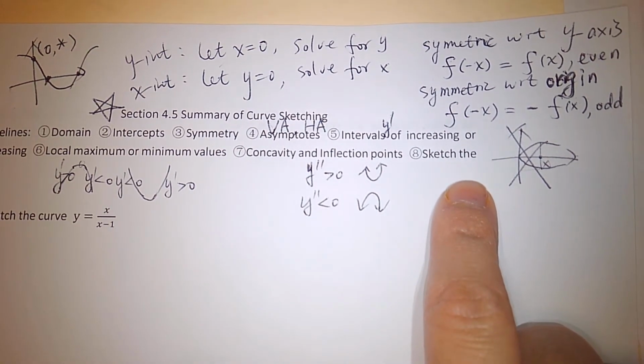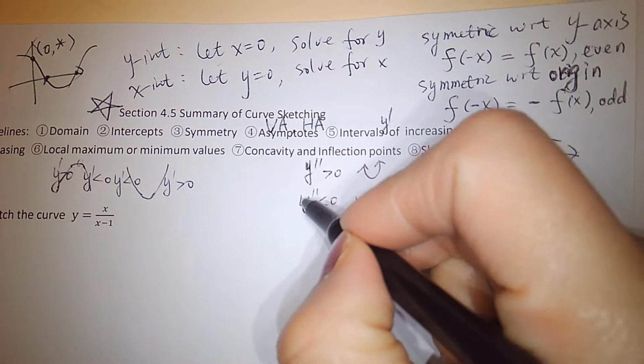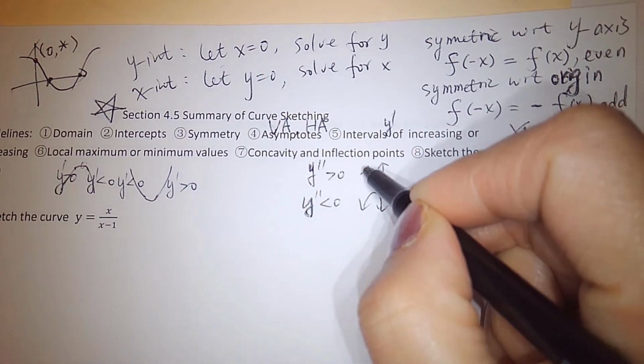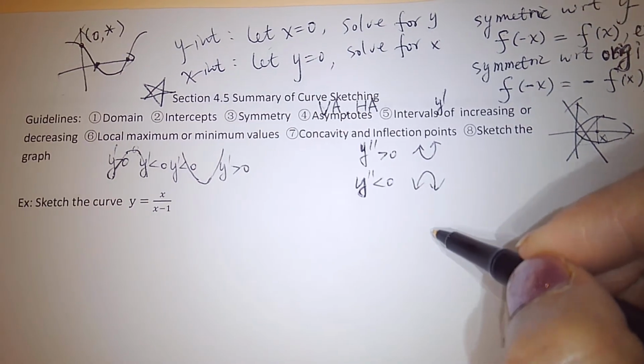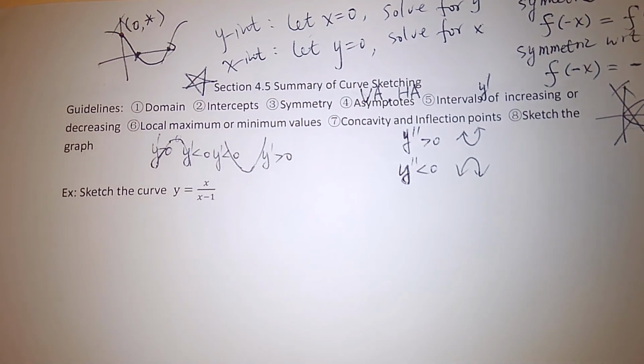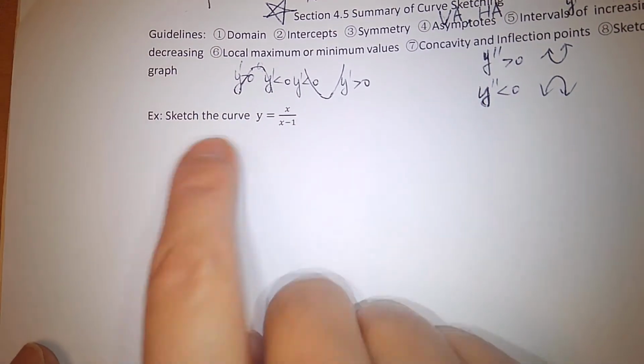Y double prime. Oh, yeah. Y double prime positive gives us concave upward. Y prime prime less than 0 gives us concave downward. Okay. All right. So let's try the first function.